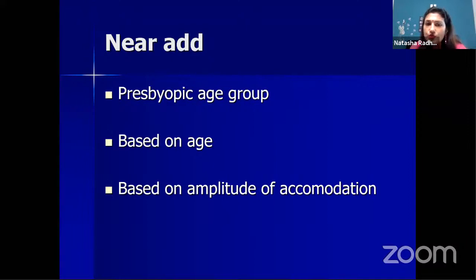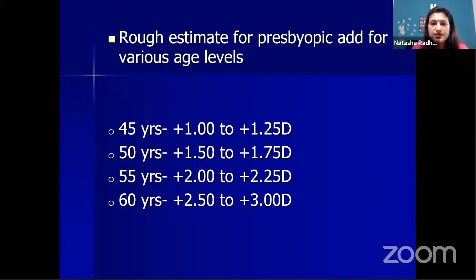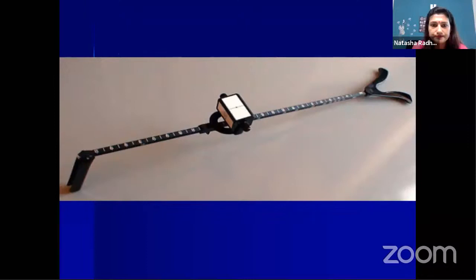Now, next step is to do near add. So if it's in the presbyopic age group above 40 years in our country, presbyopia sets in later in temperate climates. So if you're practicing in the UK, you need to give presbyopic correction only at around 45. And it's based on age and it is based on the amplitude of accommodation. I think a small part of it was already covered by Dr. Chandrasekhar, but the rough estimate we know up to 45 years, it is +1 to +1.5. And when it becomes 50, 2 and so on.